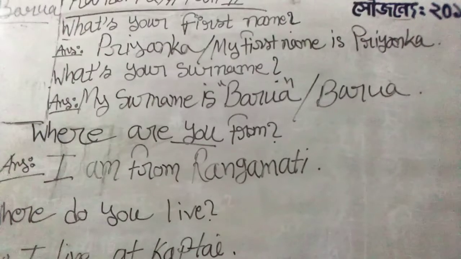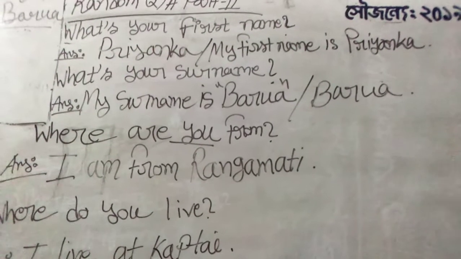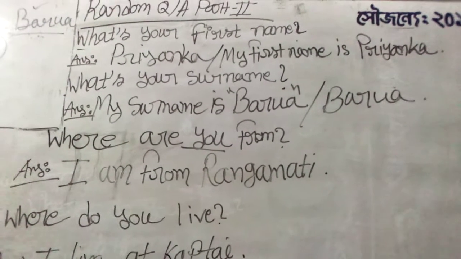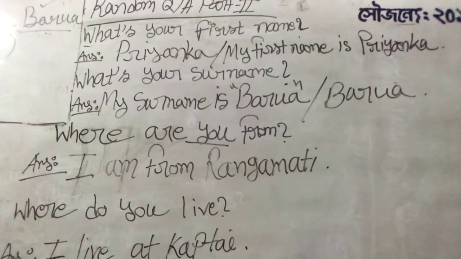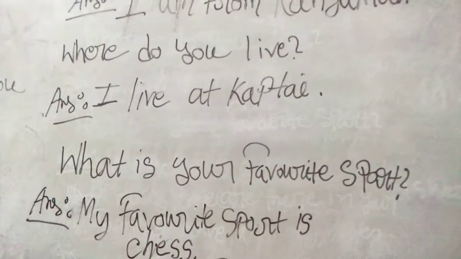What's your surname? As Borua comes later, I mean after Priyanka, so it becomes my surname. So I wrote my surname is Borua. Where are you from? I am from Rangamati. Where do you live? Now my living place is Kaptai. So I wrote I live at Kaptai.